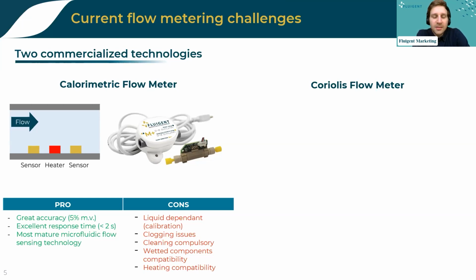Of course, as it's on the fluidic line, you need to clean after an experiment. So at Fluigent, we recommend using water, then IPA, and then air to clean the whole system. And another limitation here is that depending on the liquids you're using, this can affect the flow sensing.